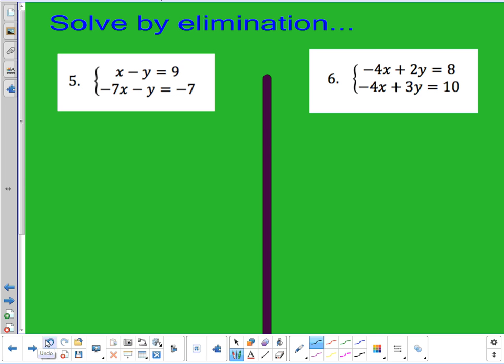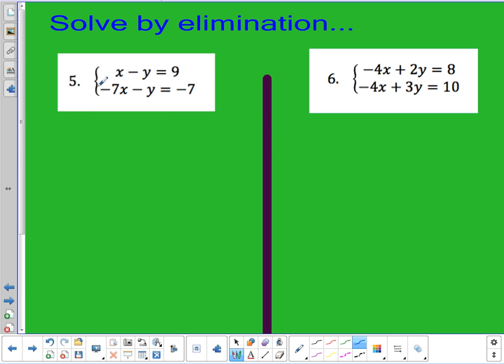All right, so let's take a look at number 5. In number 5, I have x minus y is equal to 9 and negative 7x minus y is equal to negative 7. Okay, so now there's something that's a little bit different in this equation. I notice that my y variables both have 1s for coefficient, but they're also both negative. Now that's not going to work. That's not going to make them drop out because if I add these together, I get a negative 2y.